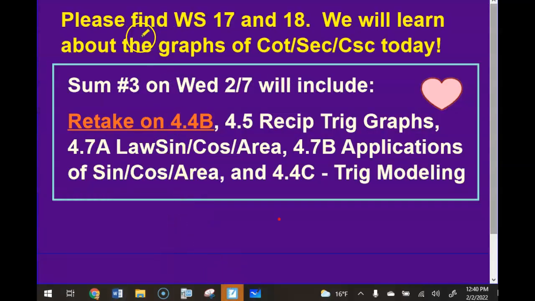All right, so worksheet 17. Oh, I forgot to say this before I started the recording, but the summative next week will include the retake on advanced graphing and writing an equation of a graph, okay? That's the one that started at the number 4 through 6, maybe, was that section. Then it will include what we're doing today.